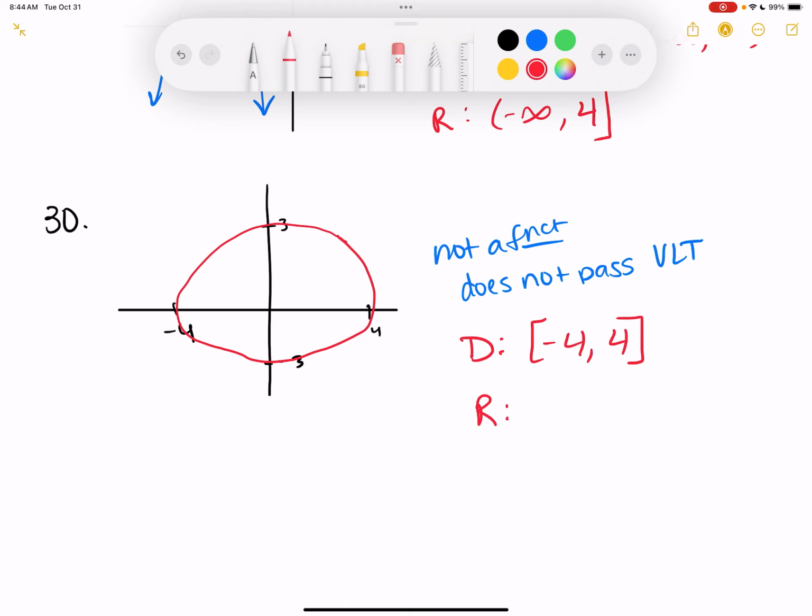All right, and then my range, what y values does it take on? -3 to 3. Yep, and including again, so -3 to 3. And always make sure you write them in numerical order, so write the negative first, then the positive. Otherwise, it's wrong.